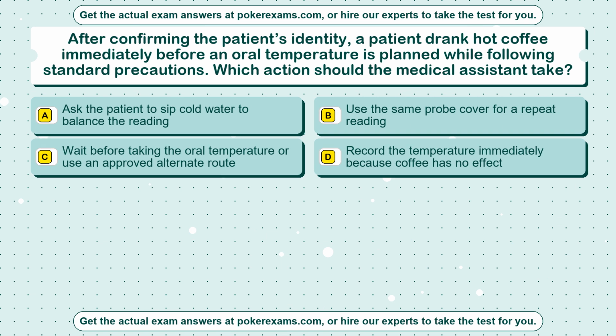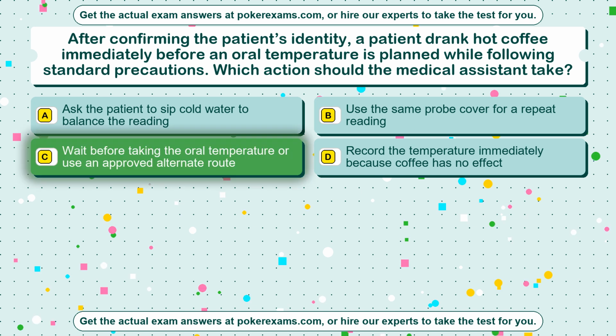Question 77. After confirming the patient's identity, a patient drank hot coffee immediately before an oral temperature is planned while following standard precautions. Which action should the medical assistant take? Option A, ask the patient to sip cold water to balance the reading. Option B, use the same probe cover for a repeat reading. Option C, wait before taking the oral temperature or use an approved alternate route. Option D, record the temperature immediately because coffee has no effect.